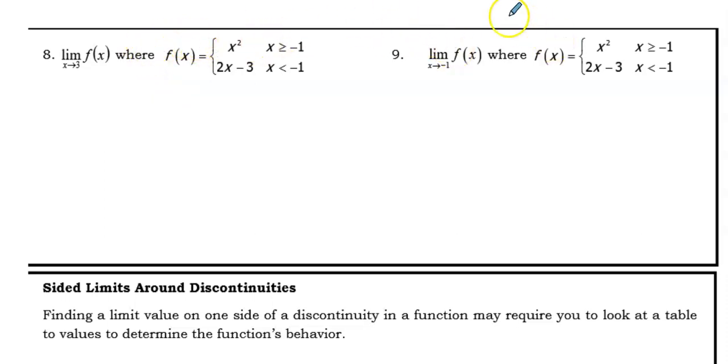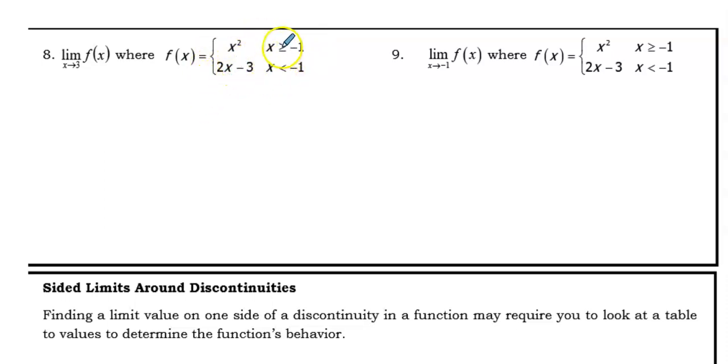Notice that 8 and 9 are incredibly similar. Actually, our f of x function are exactly the same. For question 8, it's a little bit easier because here we're approaching x equals 3, and then over here we're approaching x equals -1, which you will see is where we're restricting our graph in our function. So let's look right here at x equals 3. I want you guys to understand that this is a piecewise function.